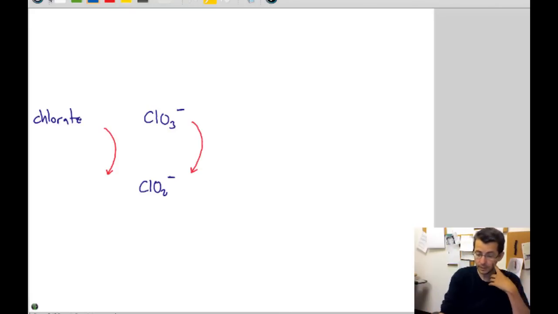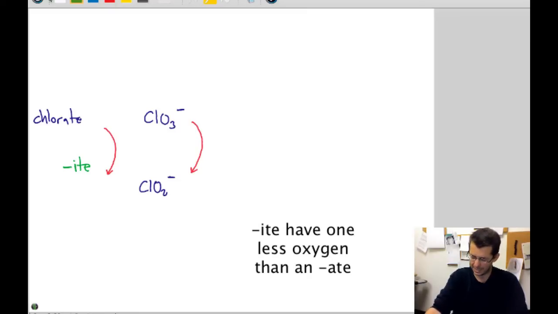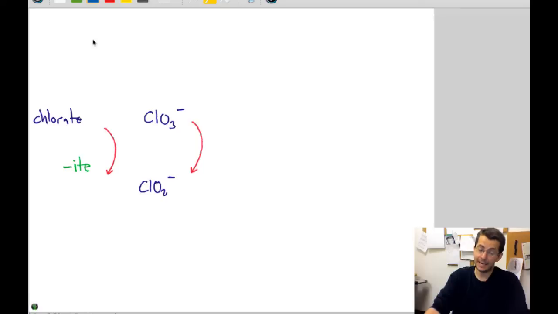So these ions with one less oxygen get the ite ending. Sorry, the ite ending, not prefix. These ions with one less oxygen get the ITE ending. So this would be chlorite. So this is the chlorite ion.